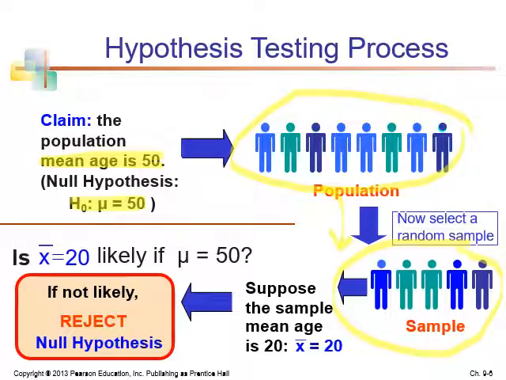And we check if the sample mean is somewhat in line with the hypothesis. For example, if the sample mean is 20 and you have a hypothesis of 50, that's very unlikely to be true. So you will reject the null hypothesis. But if the mean was, let's say, 45, 50 might have been acceptable. But that depends, of course, on the calculations.